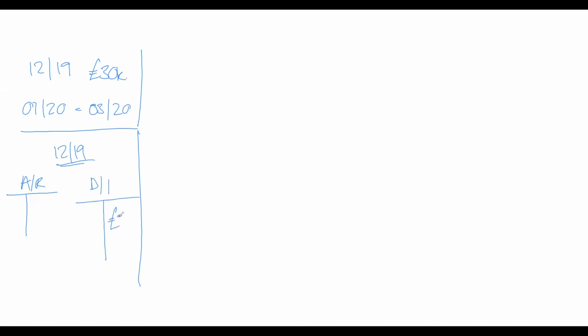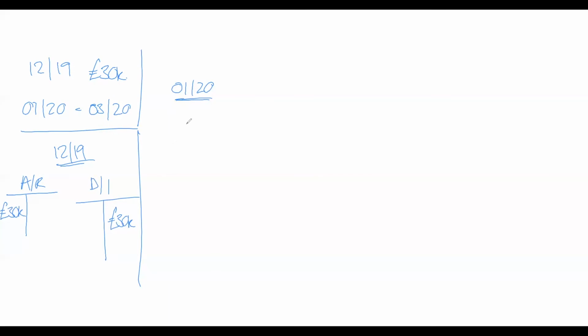So the full 30k goes to deferred income as a credit, and the debit goes to accounts receivable. Now moving on to January 20, we now want to start recognising that revenue in the months that it relates. So 1 month of that 30k is going to be 10k, so we want to recognise revenue of 10k.